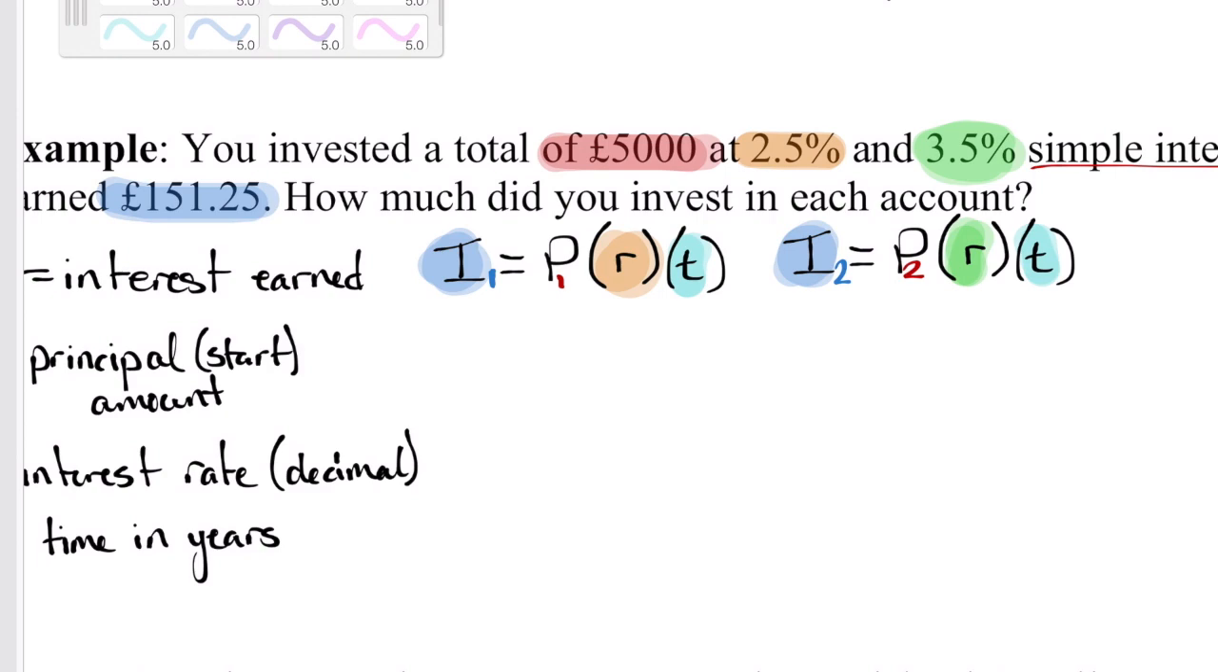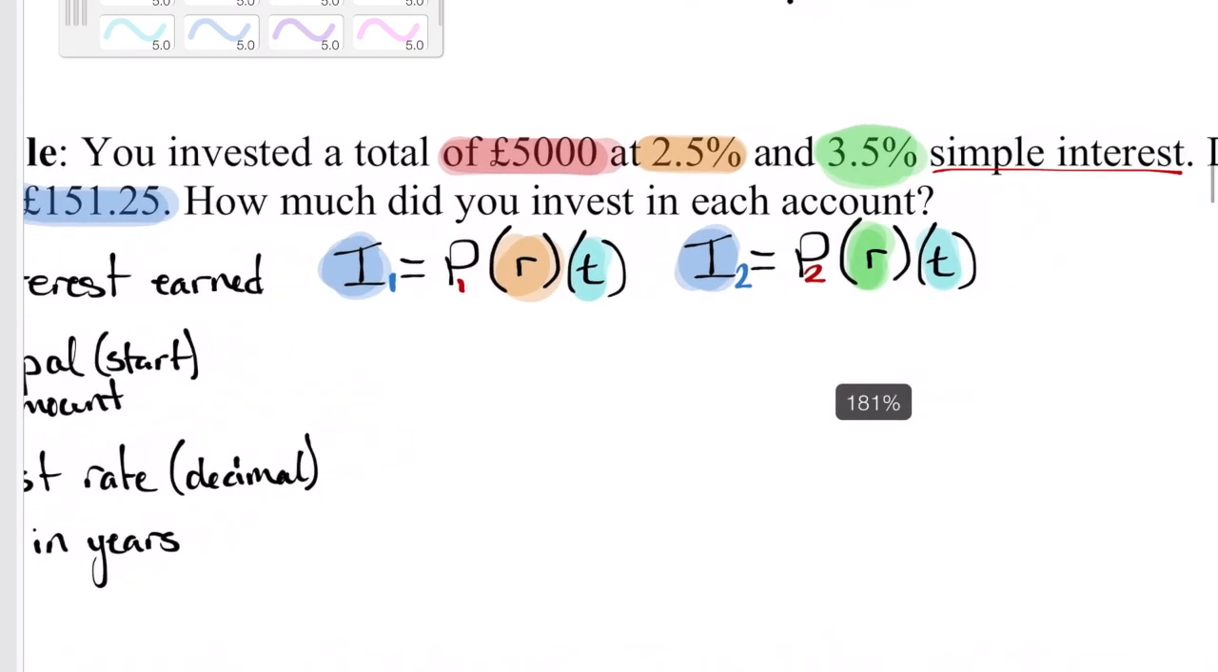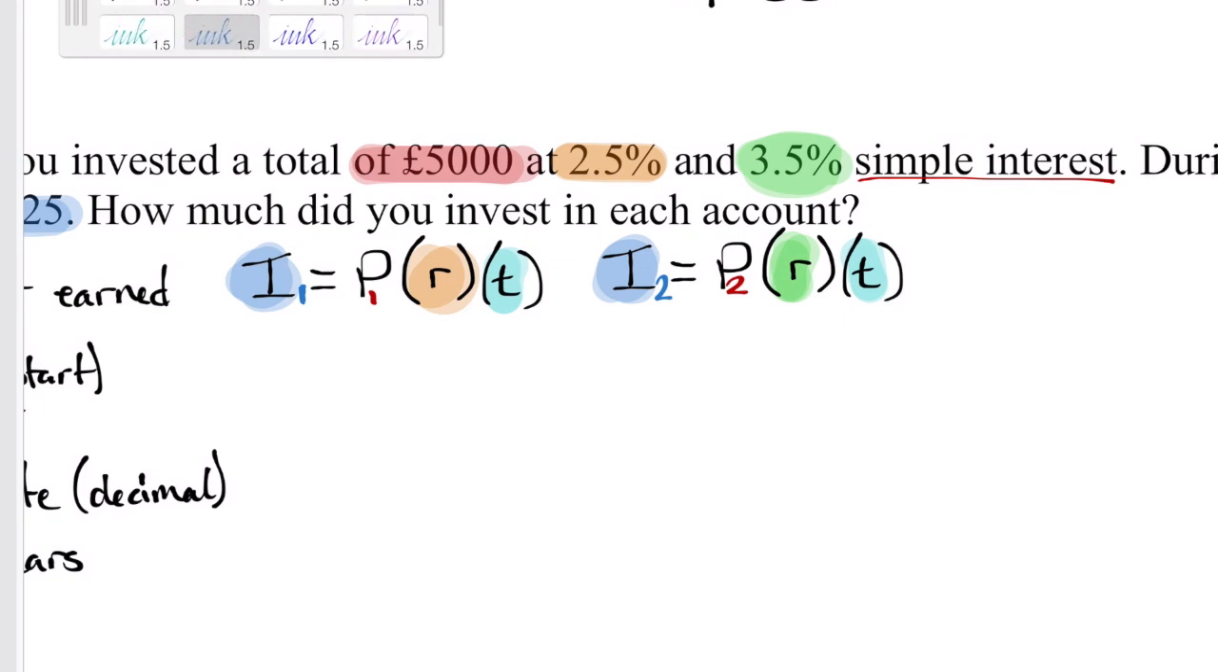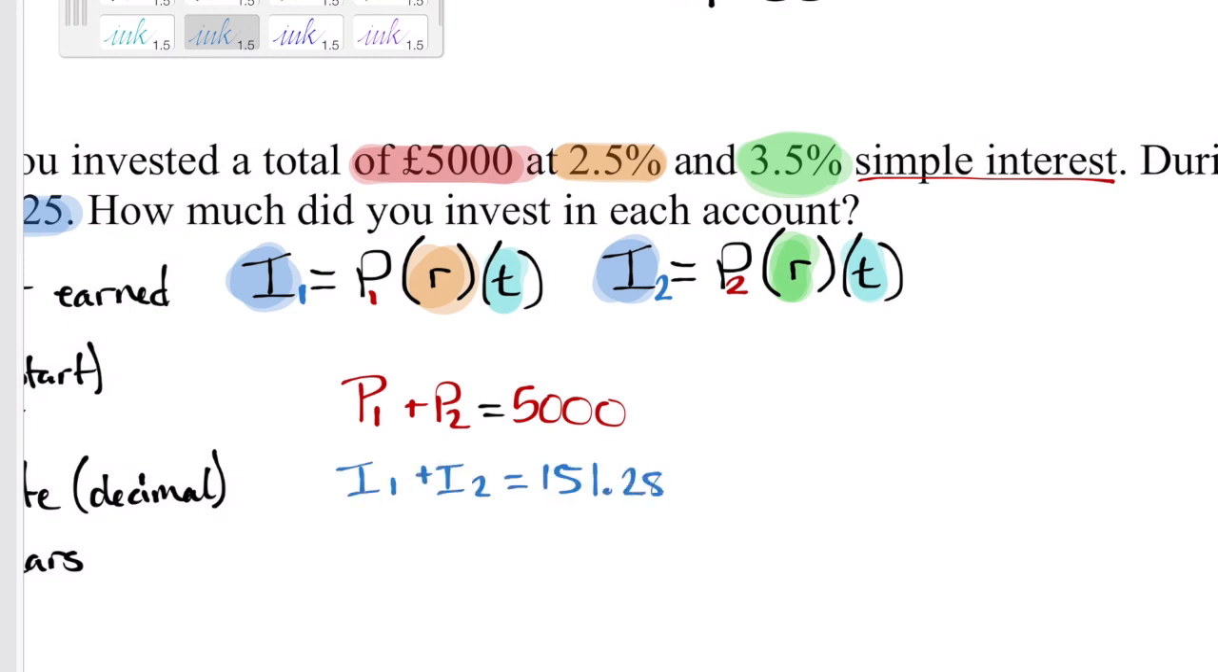I don't know the interest. I don't know the principal. I do know a bit about them though. I do know that my two principal amounts, the P1 and the P2, together give me that 5,000. And I know that my interest one and my interest two combine to give me that. No, that's not 8, that should be a 5. So they combine to give me this.